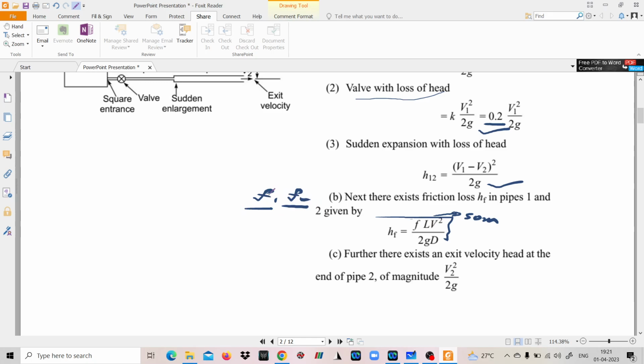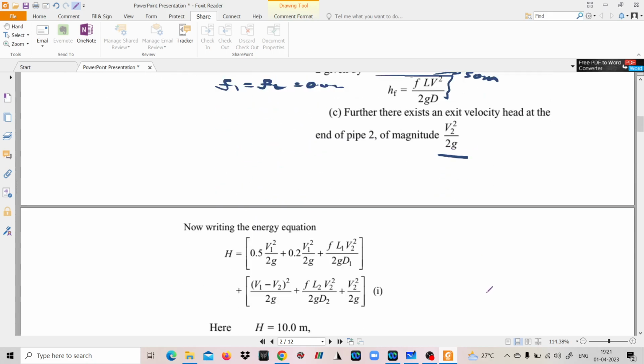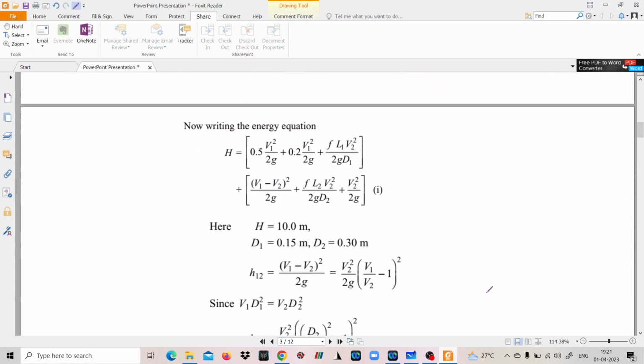Just to simplify the problem, in the question it is given to you that f1 is equal to f2 equal to 0.02. Okay, and then there is the exit loss, which is V2 square by 2g. Now if you write the energy equation just as you have done in a problem during our last session, if you remember, we have solved a similar problem.